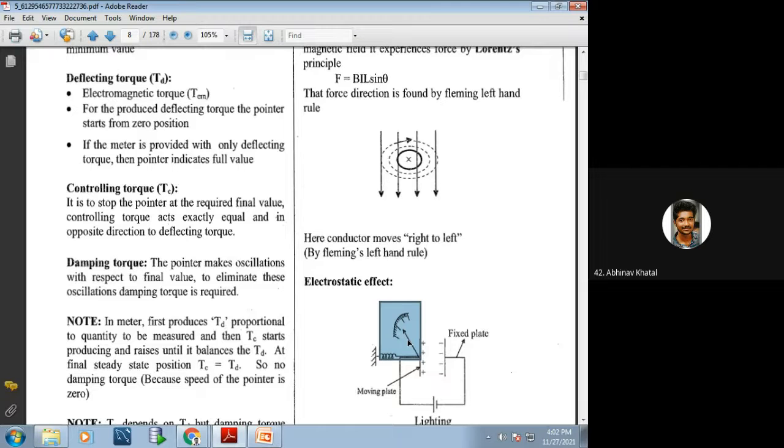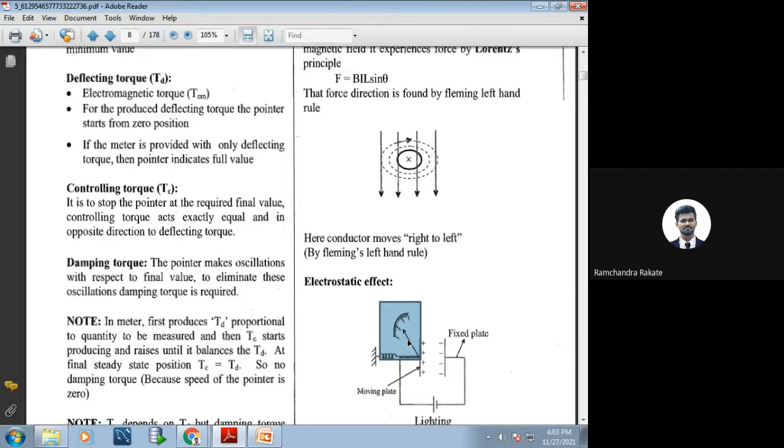Yes. So what is the controlling torque's functionality? The first is to oppose the deflecting torque, and the second is to bring the pointer to the null position or zero position when your deflecting torque is removed. Correct. Deflecting torque makes the deflection from the null position to the final position, but when it is removed, the pointer will not automatically return to the null position. So for that, the controlling torque has another functionality: to bring your pointer back to zero when the deflecting torque is removed. Have you understood? Yes, sir.